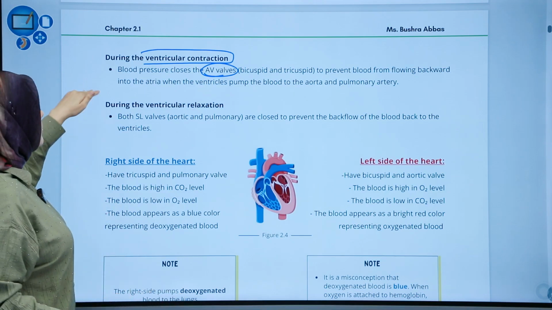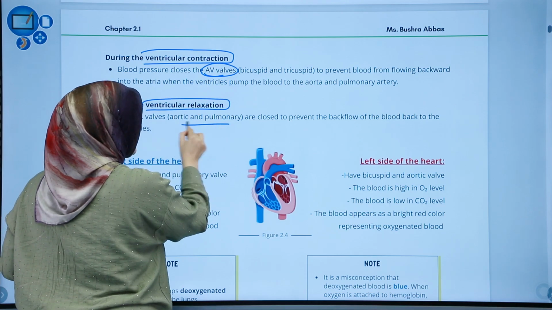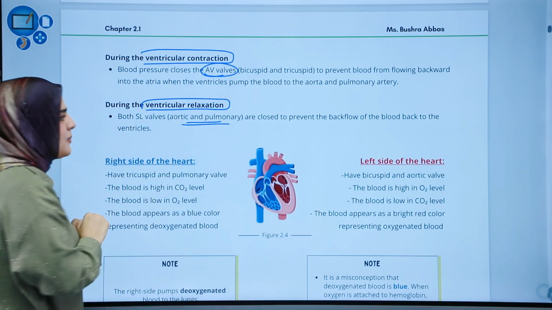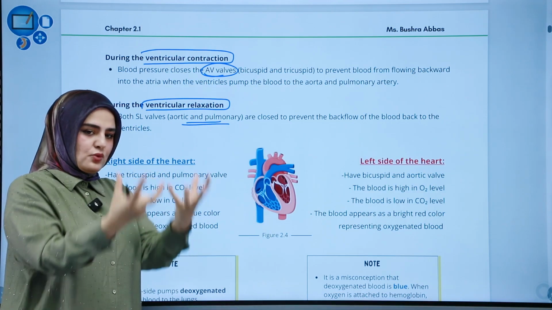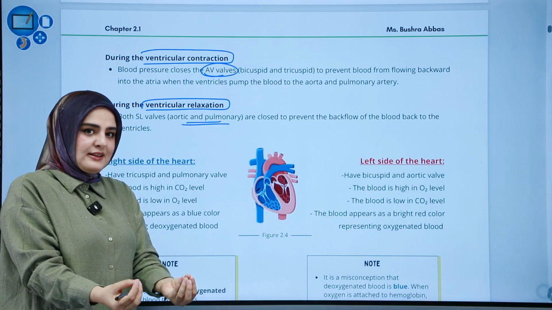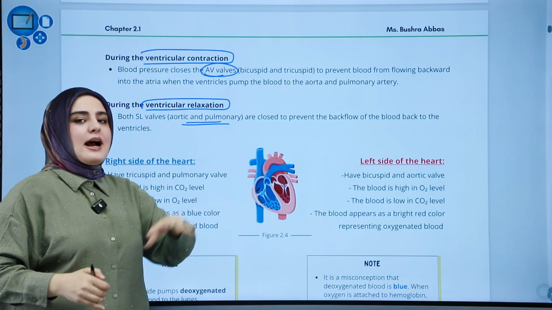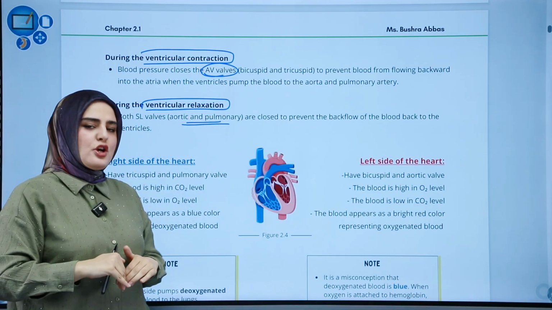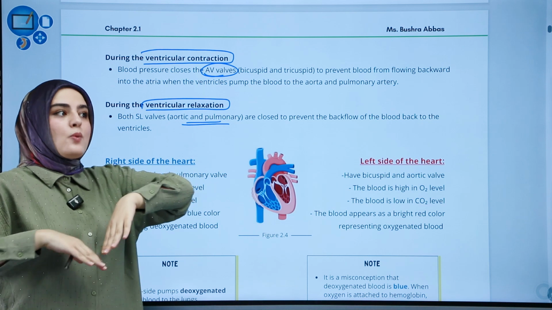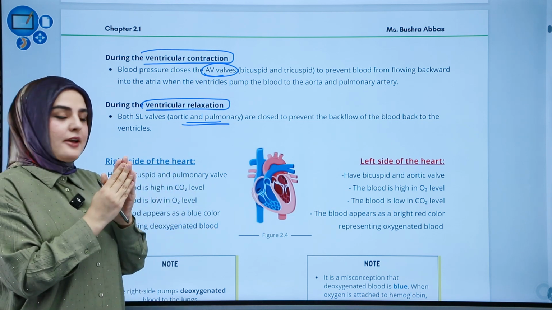So during ventricular relaxation, these two are going to get closed instead. Why? Because if the ventricles relax, they're going to withdraw blood and get filled, and we don't want the blood from the arteries to come back. We want it from the atria, the smaller chambers, to bring blood, not the artery, because we want these to go to the body. So they have to close the semilunar.